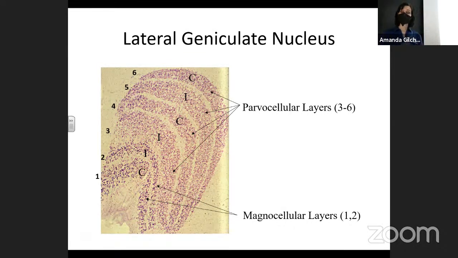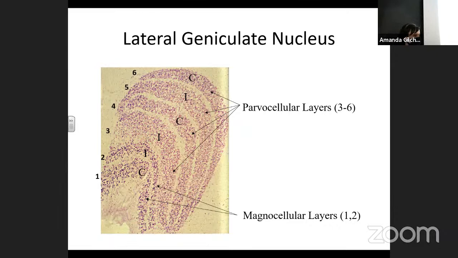One of the things that's cool about the lateral geniculate nucleus is that information from each eye is equally represented. There are three layers for the contralateral eye, and three layers for the ipsilateral eye. But notice that information from those two eyes is kept separate in different layers. Interestingly, different species have different numbers of layers and different types of arrangements. We have six layers. Four of them are parvocellular layers, and two of them are magnocellular. And in this picture, C stands for contralateral, I stands for ipsilateral.